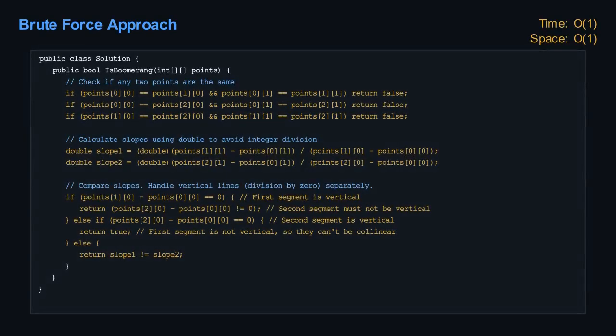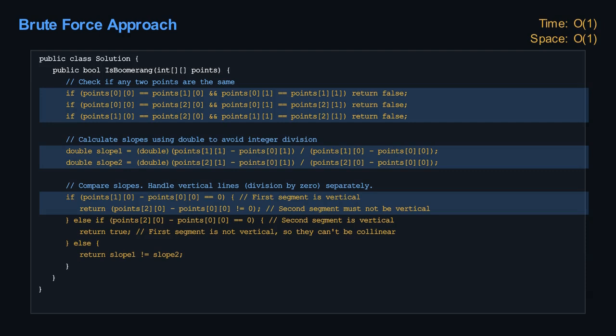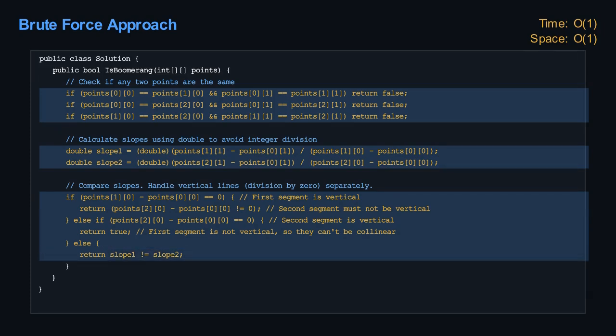The naive approach calculates the slope between the first 2 points and compares it to the slope between the first and third. If the slopes match, the points are collinear. However, this method is fragile. It requires handling division by 0 when points share the same x-coordinate and risks floating point precision errors. It also involves redundant checks for distinctness. While it technically runs in constant time, the implementation complexity and potential for runtime exceptions make it a poor choice.